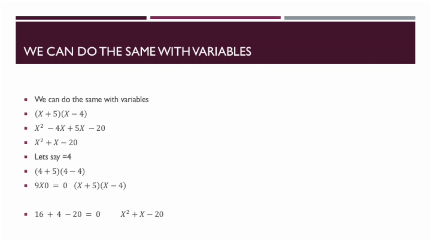Now just to check it, let's say x equals 4. Well, we have 4 plus 5 is 9, and 4 minus 4 is 0, so that's 0. We also can say 4 squared is 16, plus 4 is 20, minus 20 is 0. So you can see here that we can take these variables and separate them out very simply.